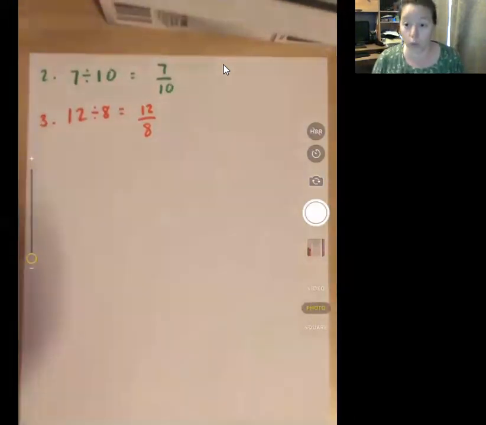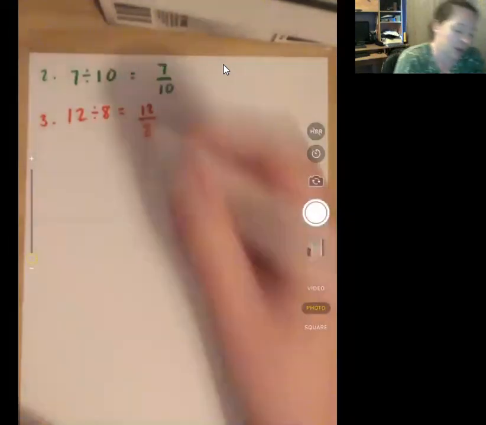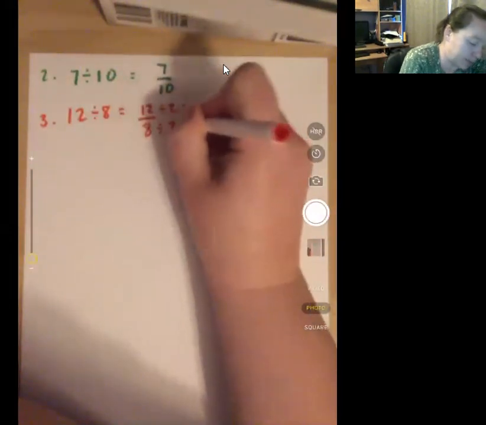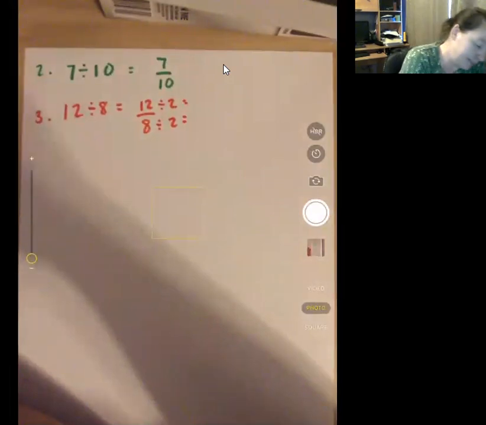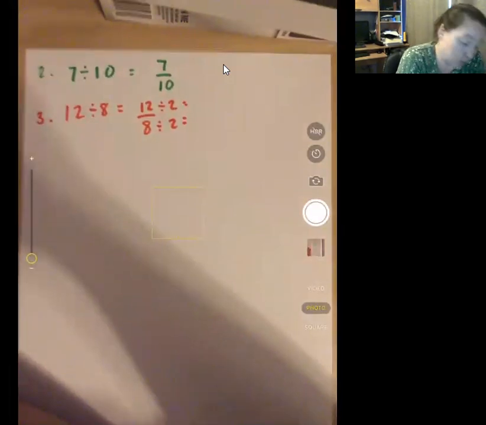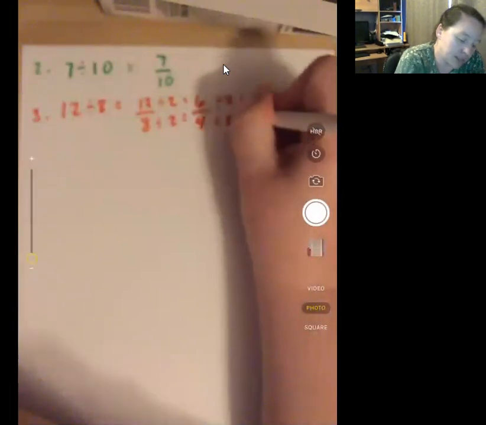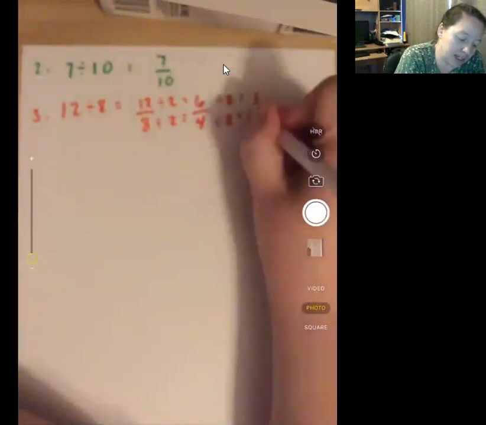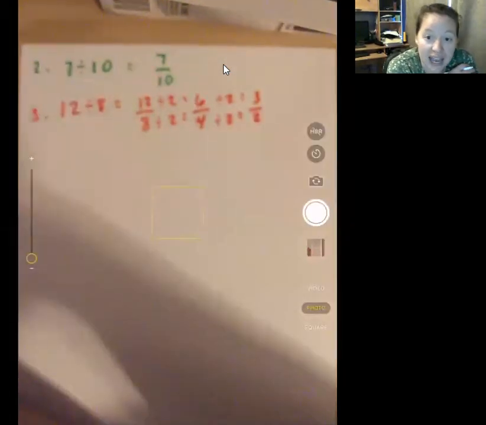Just so you're aware, you could divide first and then start taking out 2's. Okay, so I'm going to take a 2 out of the top and a 2 out of the bottom. Whatever I do to the top, I have to do to the bottom. 12 divided by 2 is 6. 8 divided by 2 is 4. Still even numbers, so I'm going to take out another 2. 6 divided by 2 is 3. 4 divided by 2 is 2. So now I am down to 3 halves.